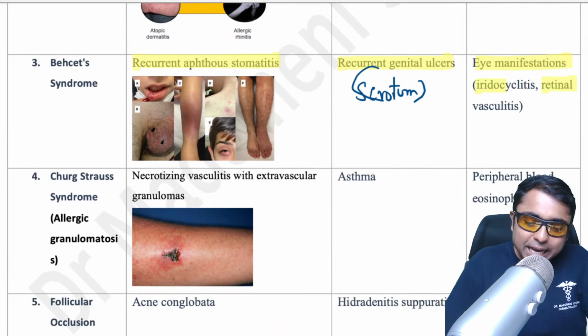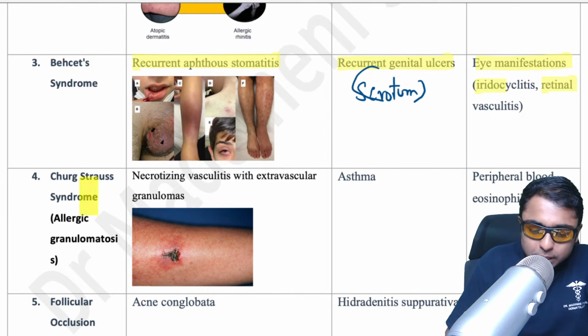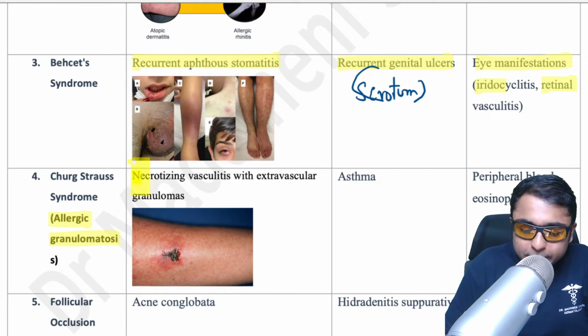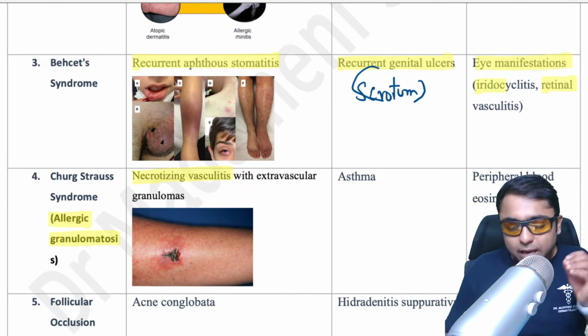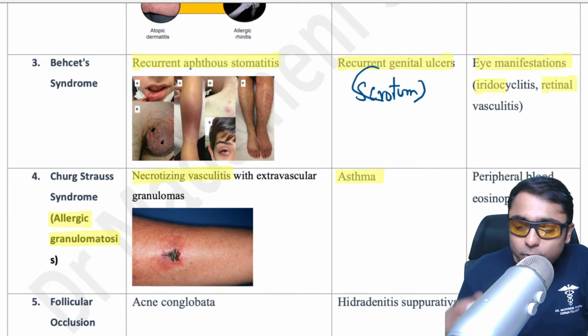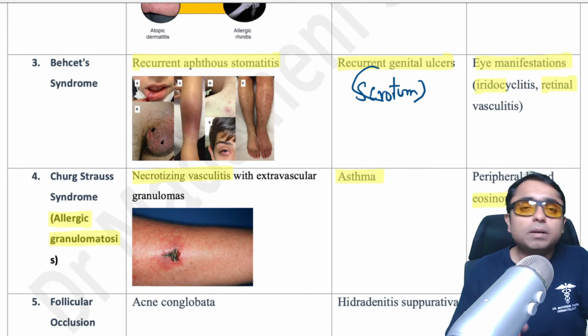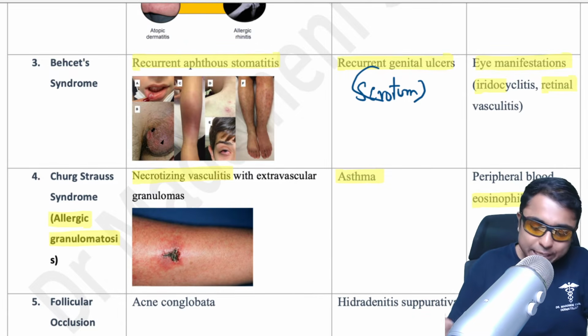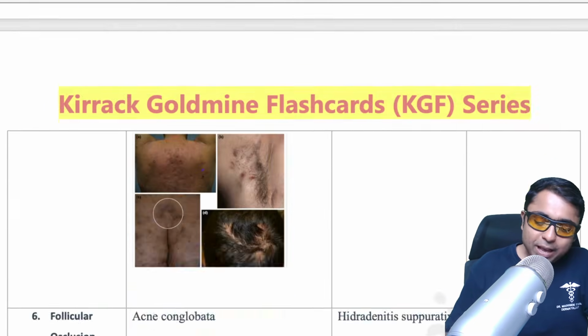Very good. Next is Churg-Strauss syndrome. So this is also called allergic granulomatosis. In this, there is going to be necrotizing vasculitis with extravascular granulomas, lower respiratory tract involvement in the form of asthma, and also peripheral blood is going to show eosinophilia. Basically, there is going to be increased eosinophil count in these patients.